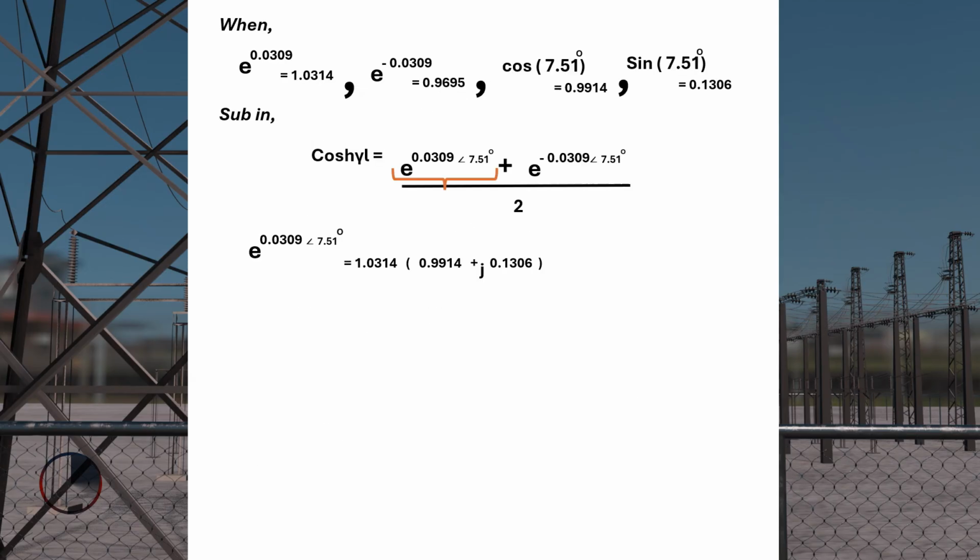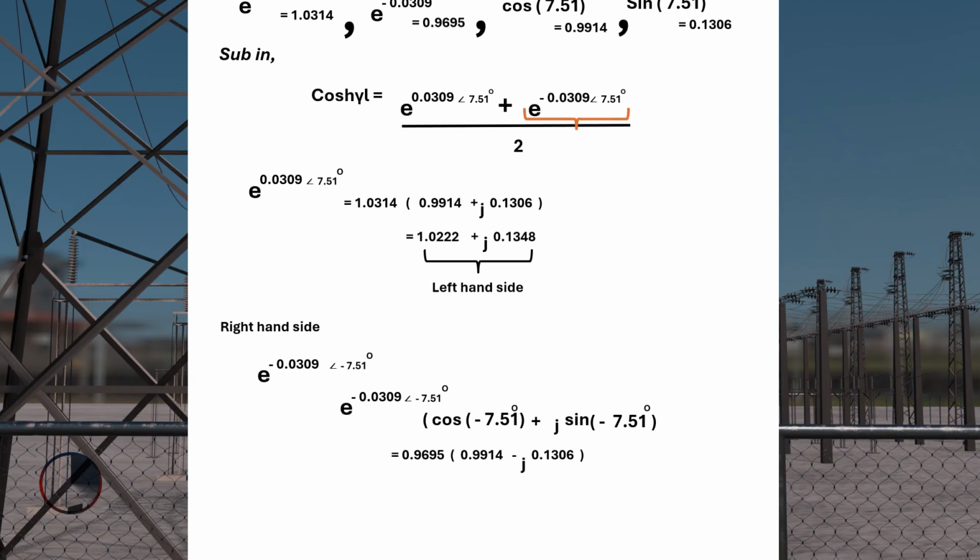Upon expanding, the left-hand side becomes 1.0222 plus j 0.1348. Likewise, for the right-hand side when substituted, we will obtain the following expression. Upon expanding the brackets, we will arrive at this result.